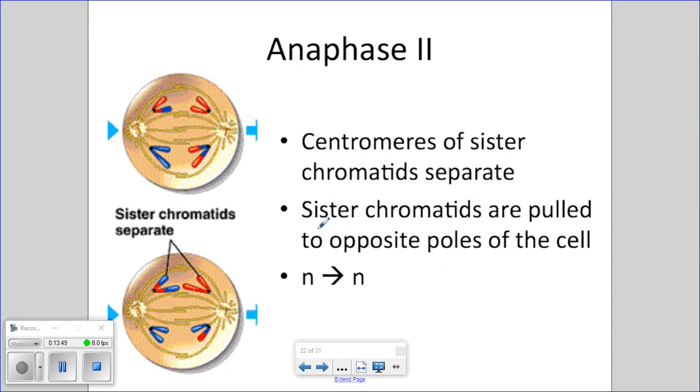During anaphase 2, the centromeres of the sister chromatids will separate. Notice the word separate, they do not split. So they separate and will move to opposite poles of the cell. So now the resulting cell is going to end up with 1 chromatid of each chromosome. And our haploid cell is going to remain as haploid.